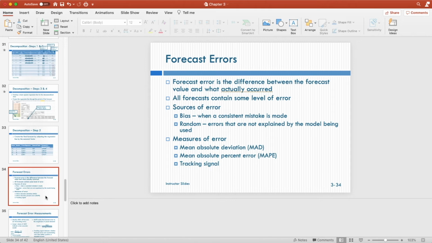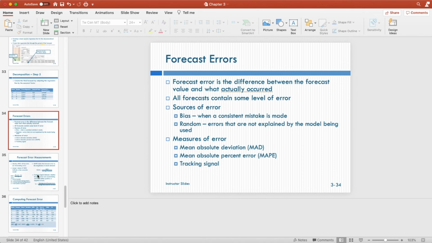But how to measure the forecast error? That's also a question, right? So here we give you three different measurements of the forecast error, which are called mean absolute deviation, mean absolute percent error, and the tracking signal. Mean absolute deviation is already covered within the BSTAT course, but here I will repeat it to give you a good sense of what it means, since it is also related to the other two techniques, mean absolute percent error and the tracking signal.